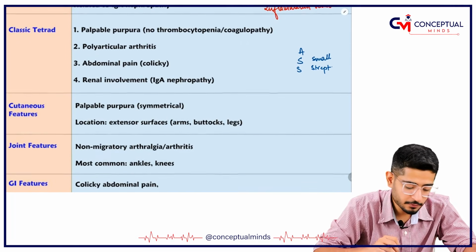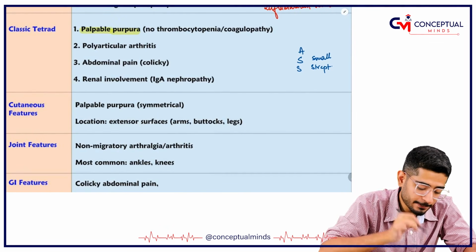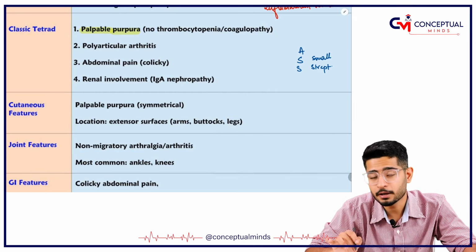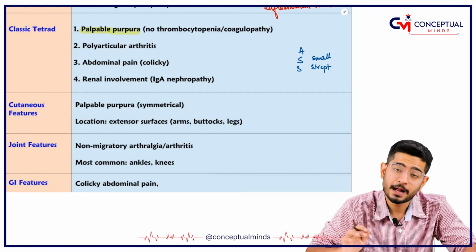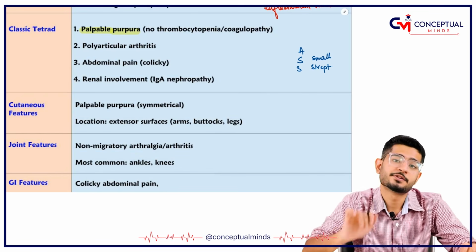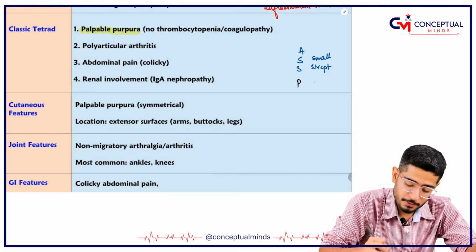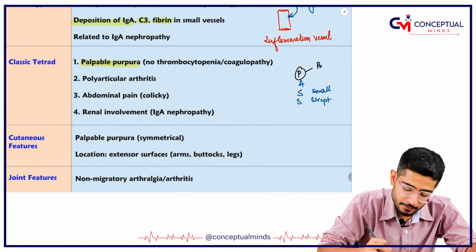Coming to the next part, what is the feature which will be there? There will be palpable purpura, because this purpura is happening because of vasculitis. Just as you can palpate your pulse, the purpura can also be palpable. You have to remember this is a palpable purpura. So P for what? P for palpable purpura.